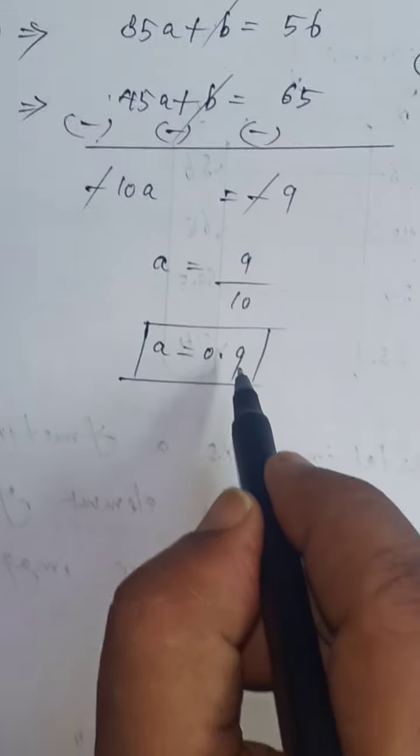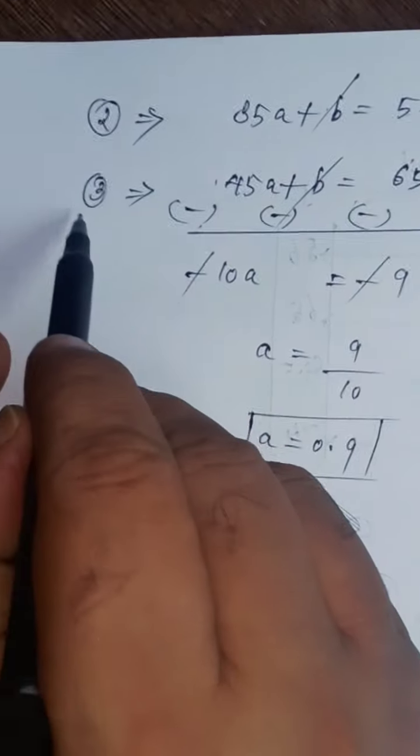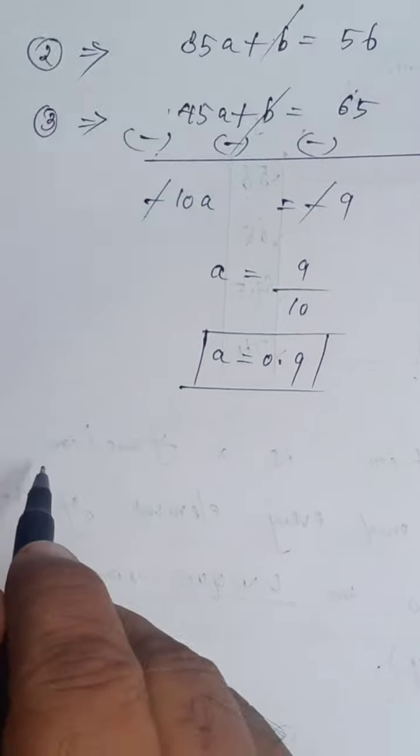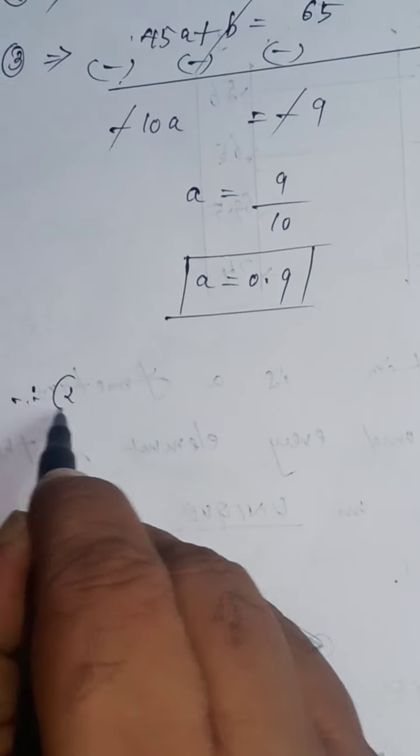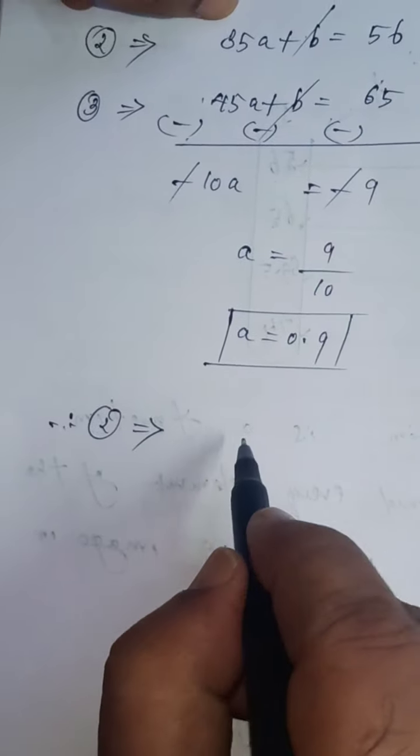I am going to substitute the value of a in equation number 2 or 3 to find the value of b. I consider equation number 2. Equation number 2 implies 35a.